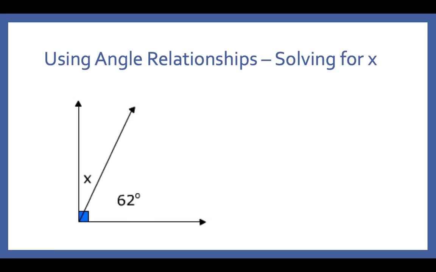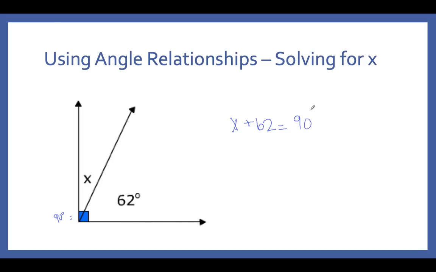So let's look at another one. This is slightly more basic, and I say that because there's not a whole lot going on. What you should notice is that we have two adjacent angles side by side, and together they form a right angle. And a right angle equals 90 degrees. So, two ways to do it. You can think about it like an equation, which is what I'm going to do, or you could think about it as straight subtraction. I know that angle X plus the angle that's 62 degrees has to equal 90 degrees.